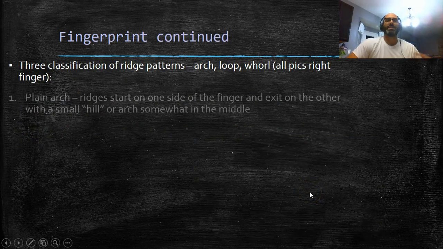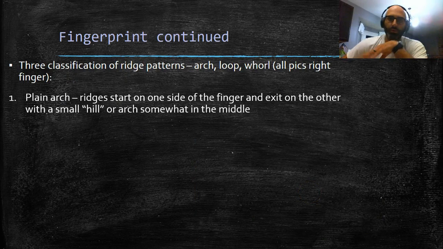Let's talk about the 3 classifications of ridge patterns. You have arch, loop, whorl. I need you to understand that the pictures in this slide are of fingerprints from a right hand. So here's your first one. You have a plain arch.